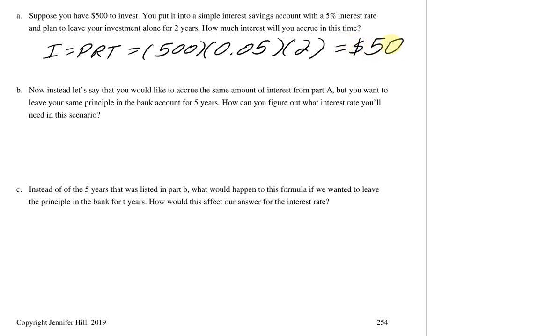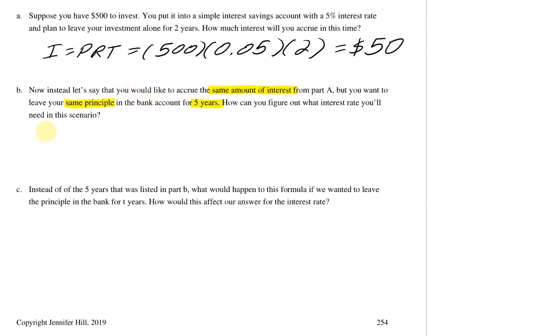But there are other ways that we could ask questions about this formula. So in B, now instead let's say that you would like to accrue the same amount of interest from part A, but you want to leave the same principal in the bank account for 5 years. How can you figure out what interest rate you'll need in this scenario? A couple of things we have to break down with this. It says that we want to leave the same principal, so that would be the $500, and you also want to accrue the same amount of interest. So you have to break this problem apart, and you want to do this for 5 years. So this is asking, what interest rate do you need?